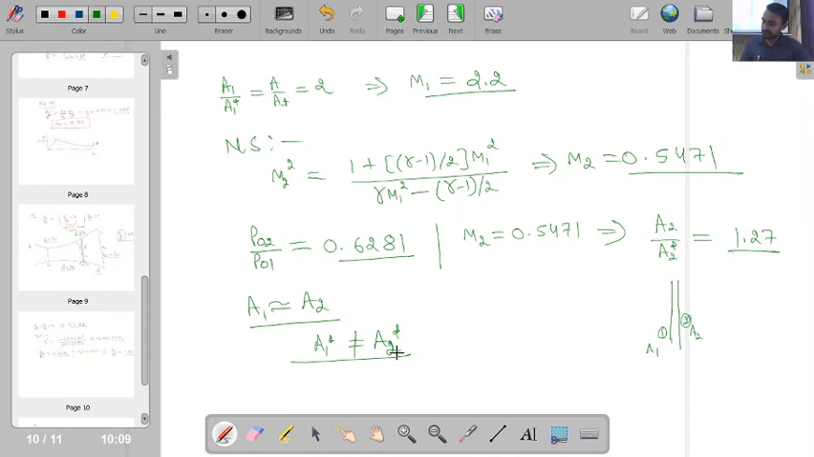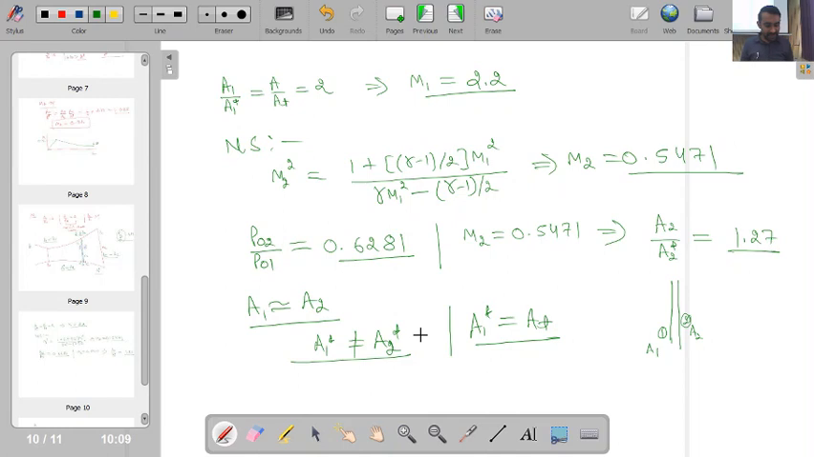Is this one clear? So it means A2 star will be something different. But what will be its value? That is something which we have to calculate. I know A1 star. Why? Because if a normal shock wave is present, then A1 star will always be equal to A t. So I know A1 star, but A2 star I don't know.